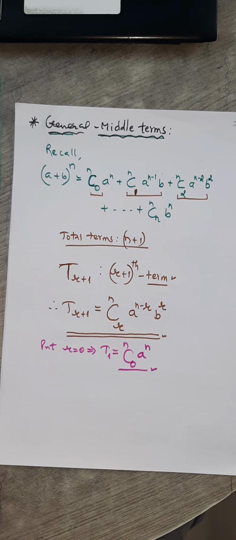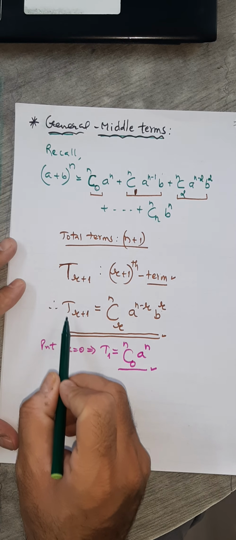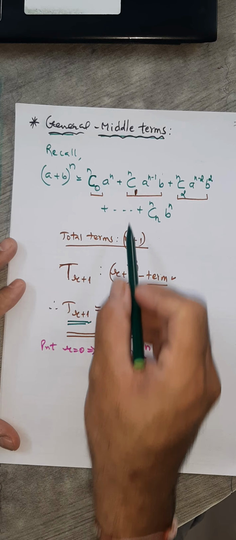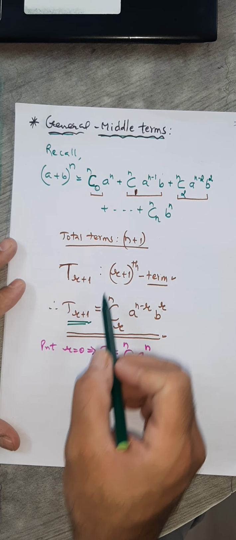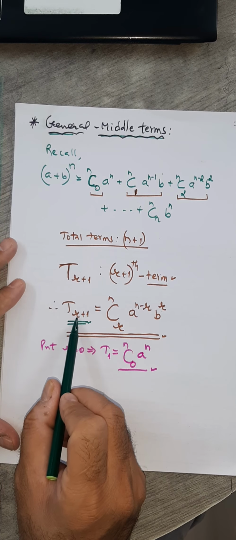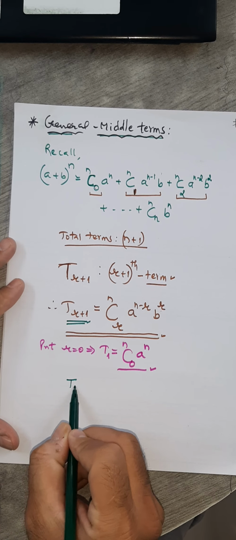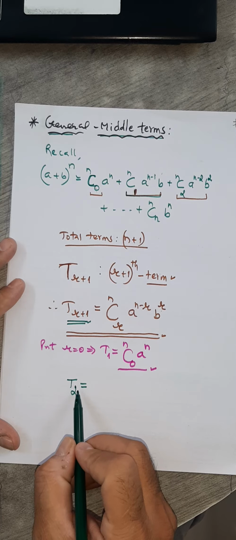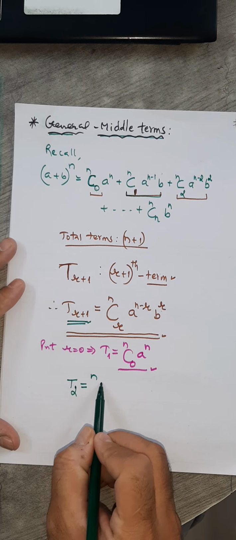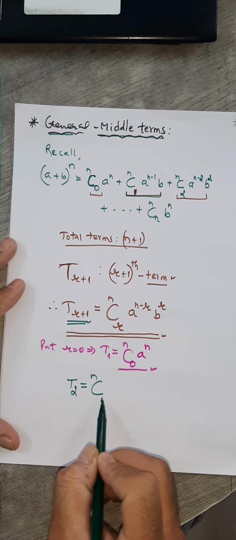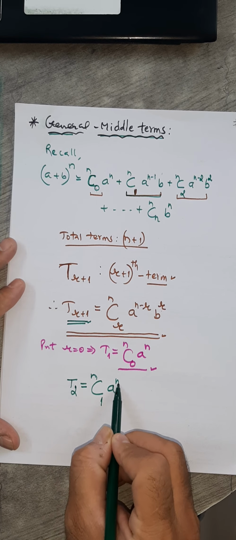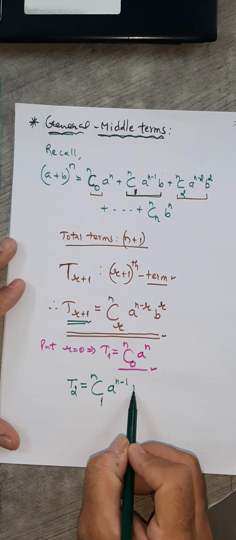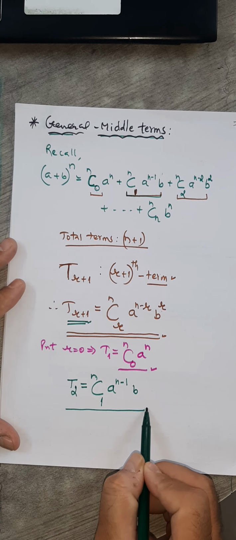Getting me? So this left hand side here represents which term? The r plus 1th term. If I want the second term, for example this one, I need to take what? Now r equals 1. So T2, for example, I'm putting r equals 1. So I'll get this. Put r equals 1 here. So what I'll get here is nC1, a raised to n minus 1 here. So you are getting this. And r equals 1, so b raised to 1, that is this. This is the second term.